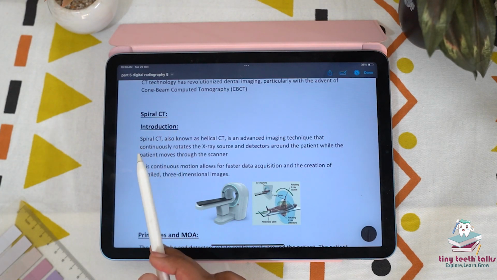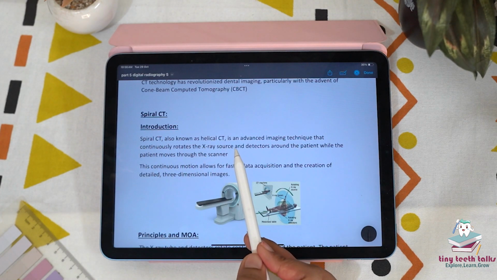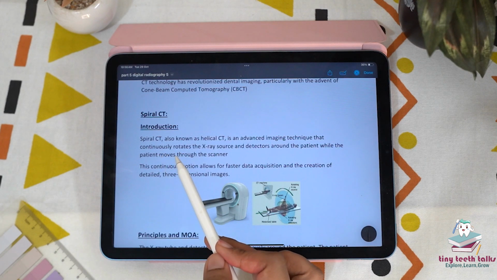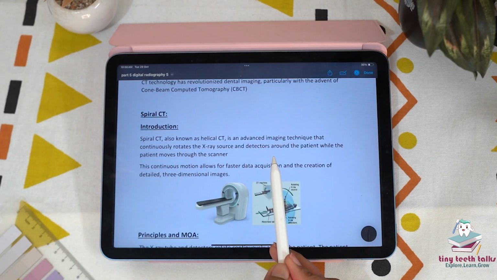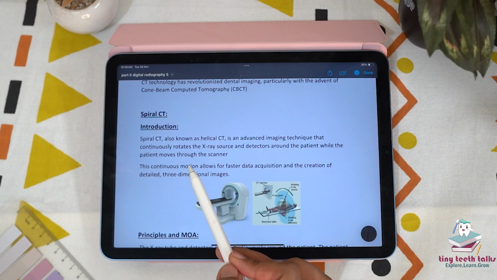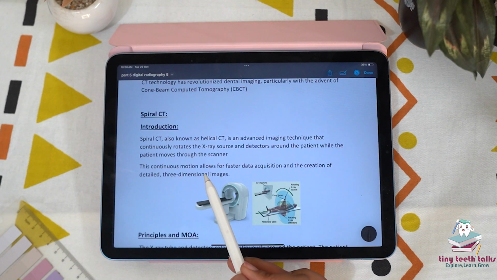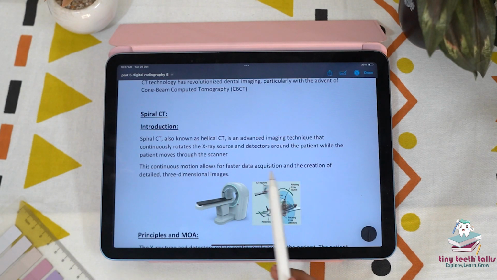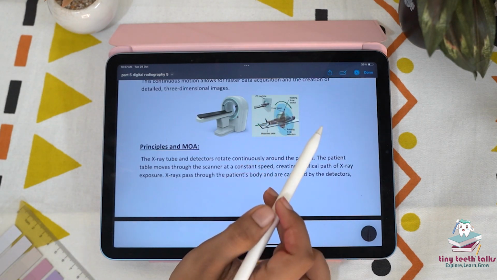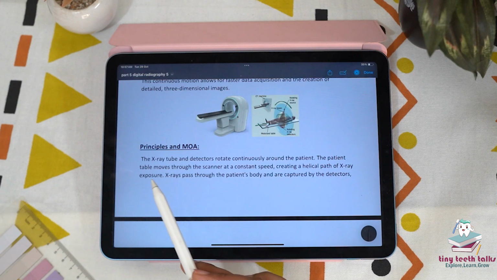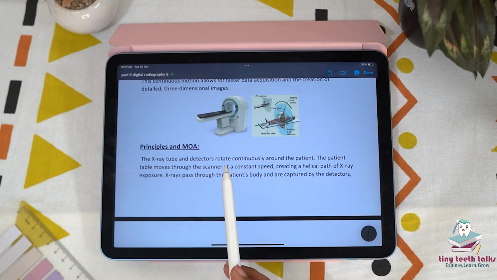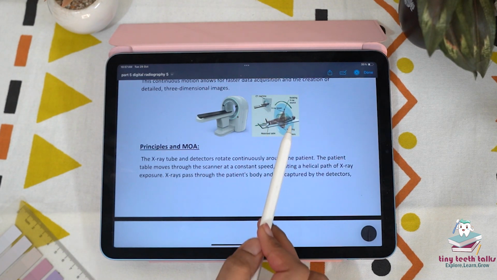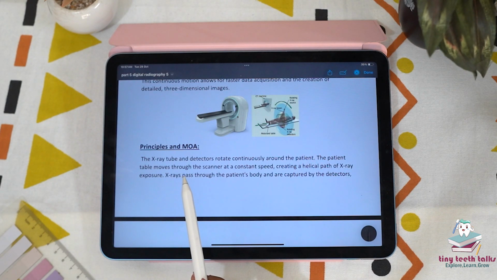Coming to the spiral CT. Spiral CT, also known as helical CT, is an advanced imaging technique that continuously rotates the X-ray source and detectors around the patient while the patient moves through the scanner. This continuous motion allows for faster data acquisition and the creation of detailed three-dimensional images. So coming to the principles and mechanism of action, the X-ray tube and detector rotate continuously around the patient. The patient's table moves through the scanner at a constant speed, creating a helical path of X-ray exposure.